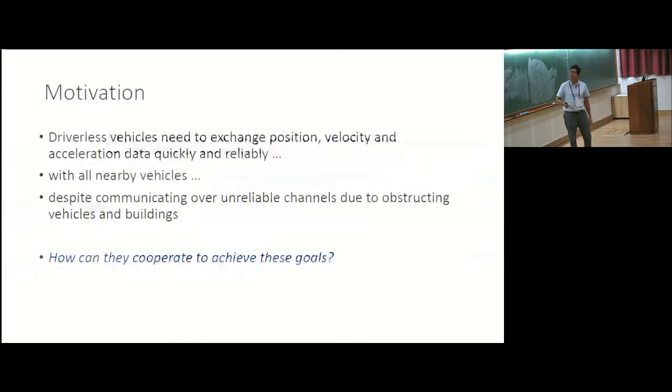Okay, so the motivation for the problem we are looking at, loosely speaking, comes from driverless cars. You might think of other possible motivations. So the idea is you have a number of cars which need to exchange small amounts of information, but they need to do this quickly and reliably, but they are communicating over a channel which is not that reliable. And it's a broadcast channel. So each car broadcasts its position and velocity, and some random subset of other cars hears them, and the rest don't, but everybody has to get the message.